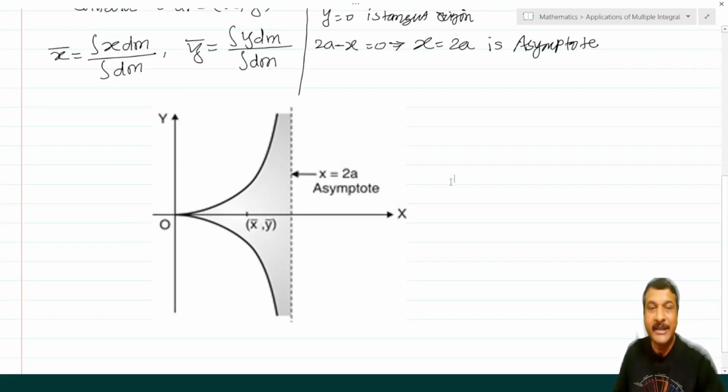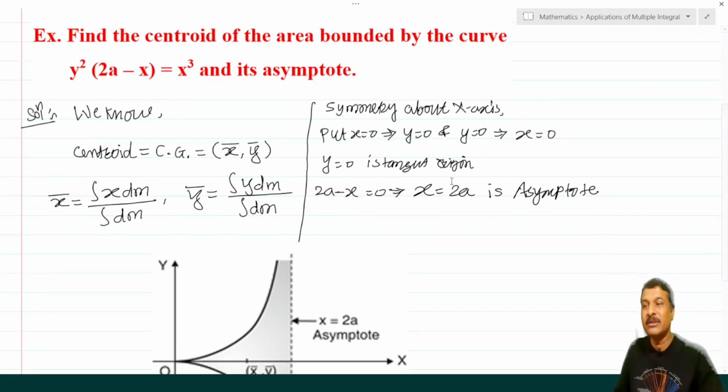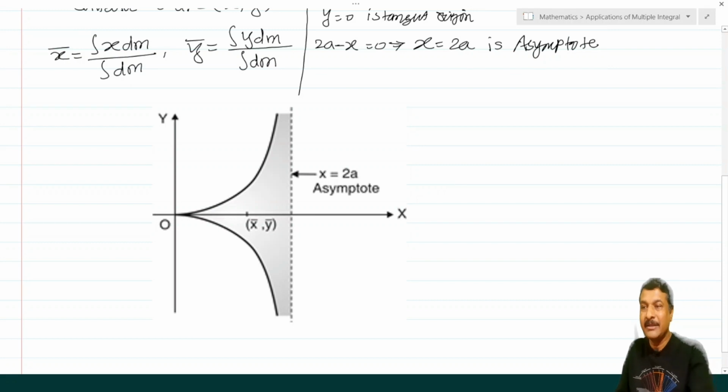Here there is no information about the density, which means that the density is constant. And one more thing: here the mass density is constant and the curve is symmetric about the x-axis. So whatever the mass above the x-axis, the same mass is below the x-axis, and that is why the center of gravity is definitely on the x-axis. Here it is supposed to be x bar comma y bar. So on the x-axis, what is the value of y bar? y bar is 0.